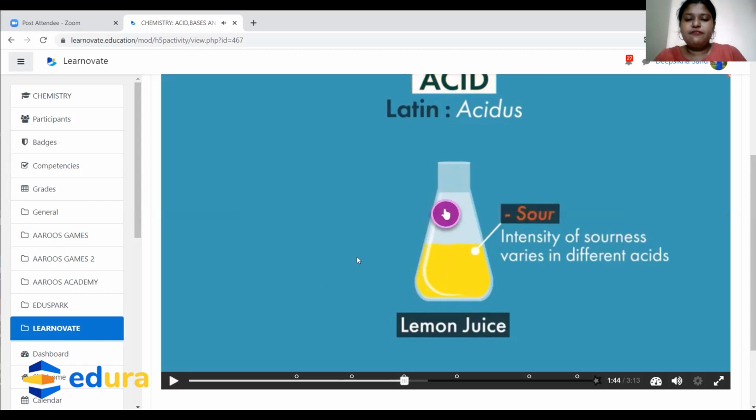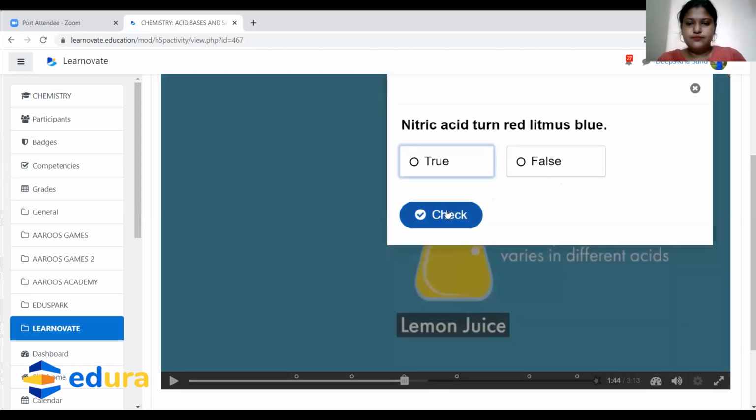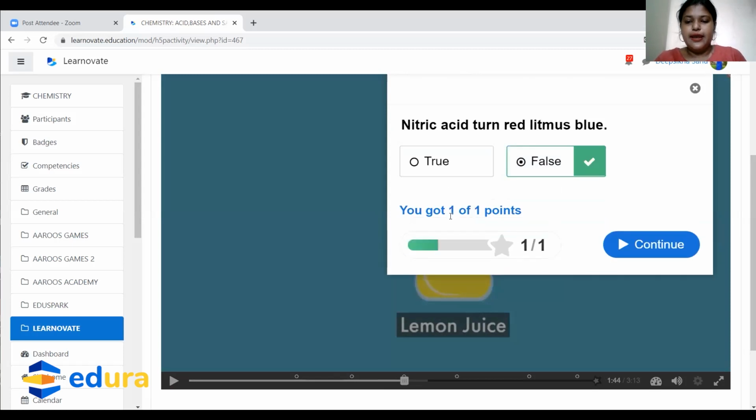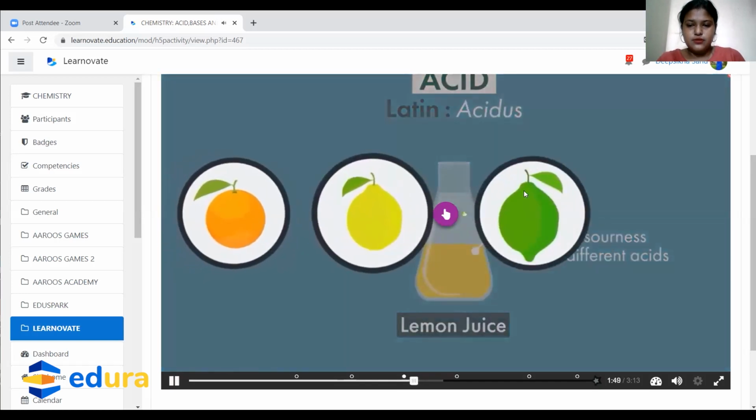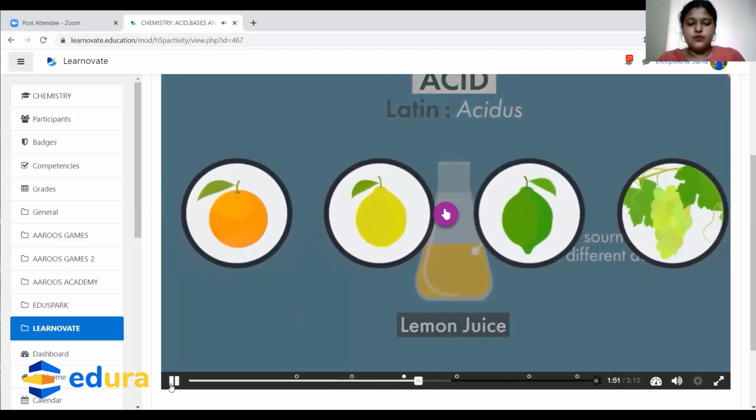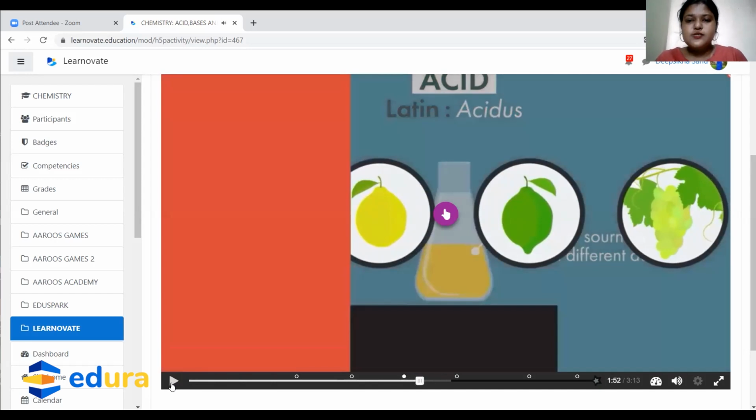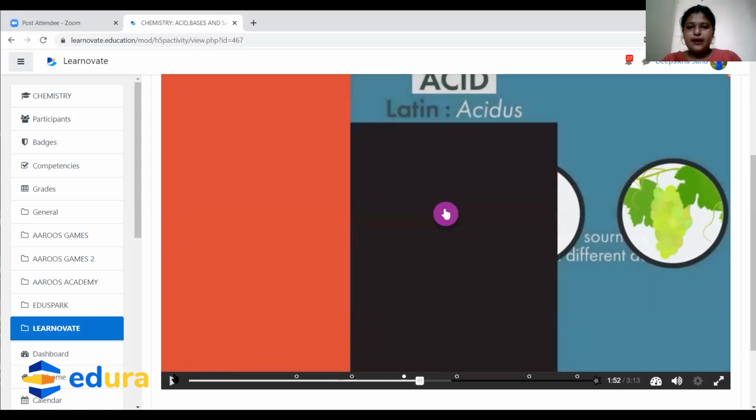So I have a question. It's question time. Nitric acid turns red litmus blue. As per we know, acid turns blue litmus red. So it is false. Let's check it. And yes, it is correct. Continue. So these are the citrus fruits, that is orange, lime, lemon and grapes, which contain acids. And apart from these, which others contain acid, that also I have shown you already.